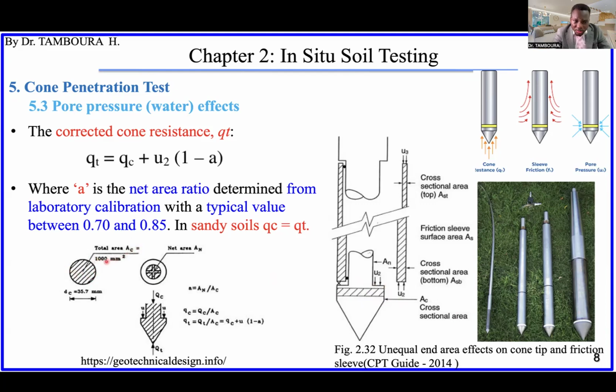Ac is, in this case, about 1,000 square millimeters, with this diameter. Can you imagine seeing this cone from the top? If you see it from the top, you will see this inner circle and the cross-section is this part.